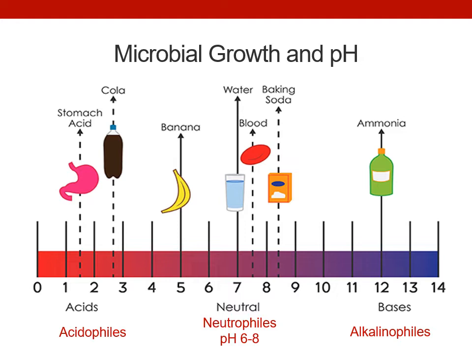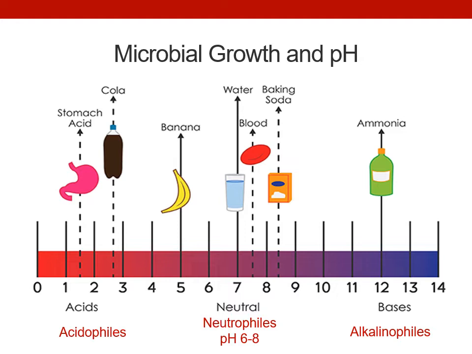Organisms can also be grouped based on their pH requirement. The pH scale ranges from 0 to 14. Below 7, pH is acidic, and above 7, the pH is alkaline. pH 7 is considered neutral. This figure shows some common items that we should all be familiar with.